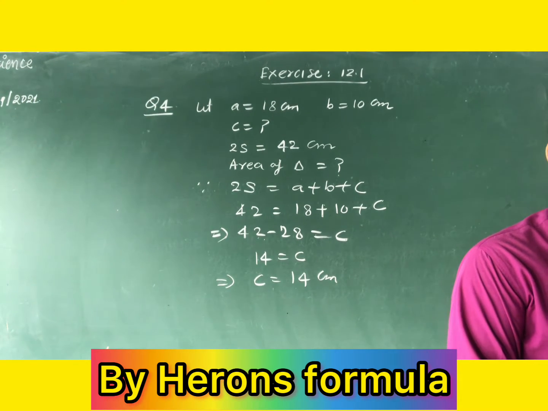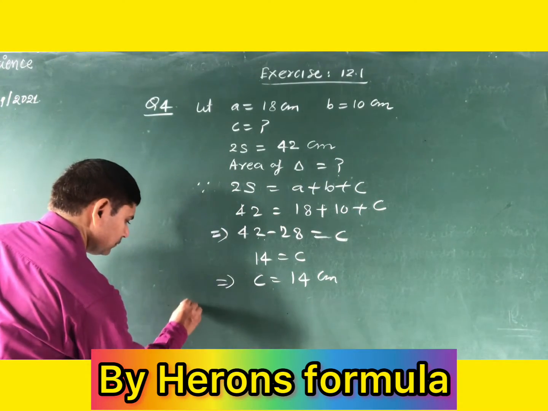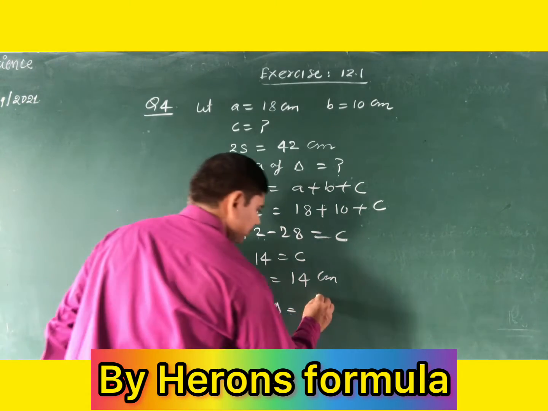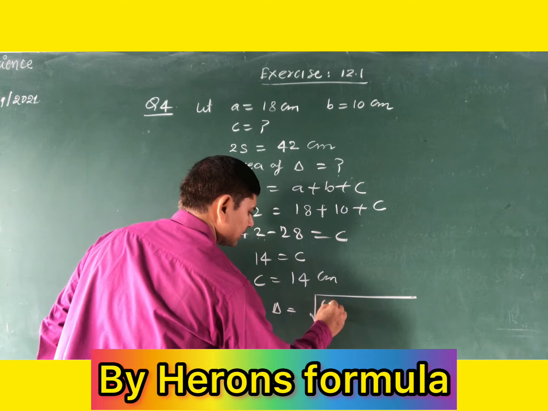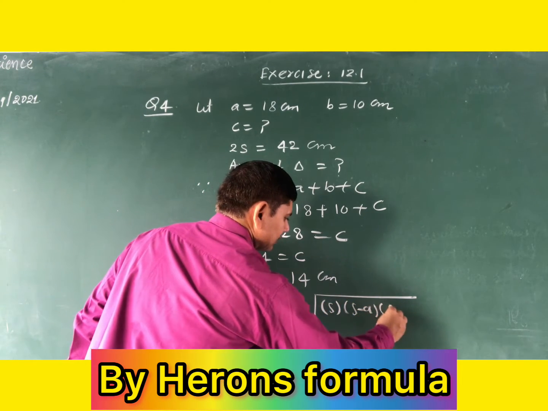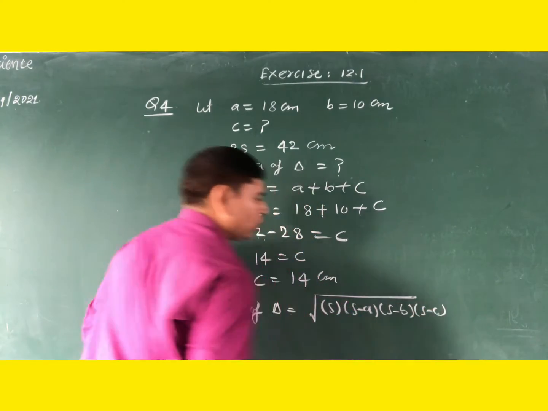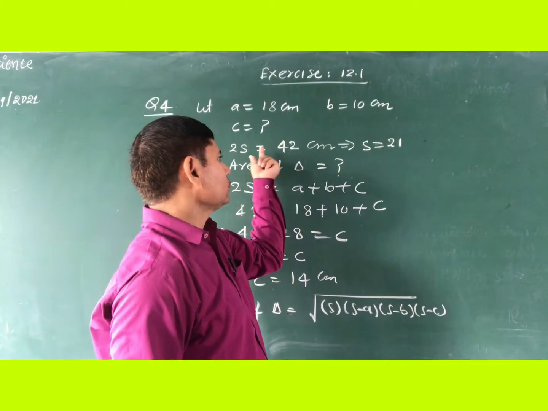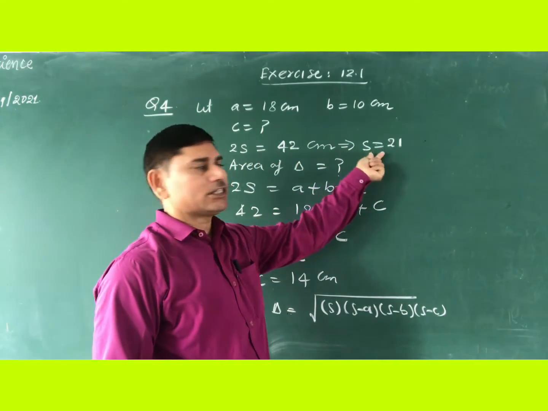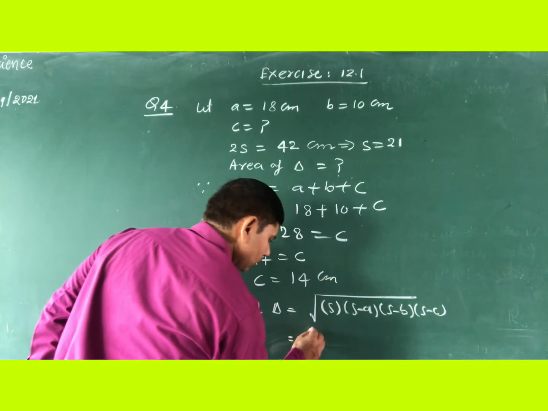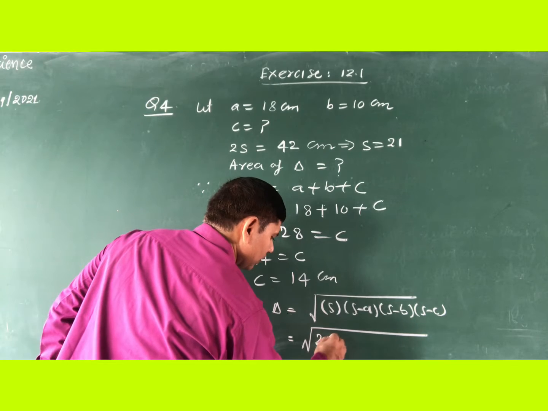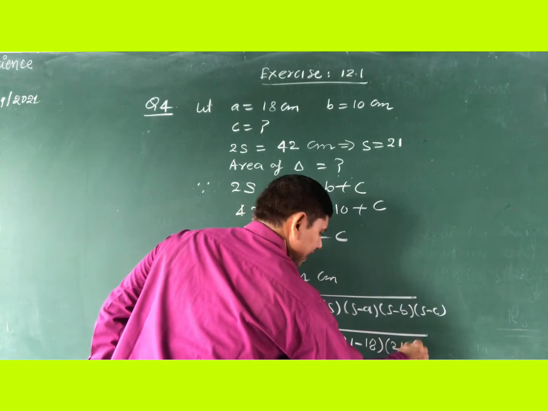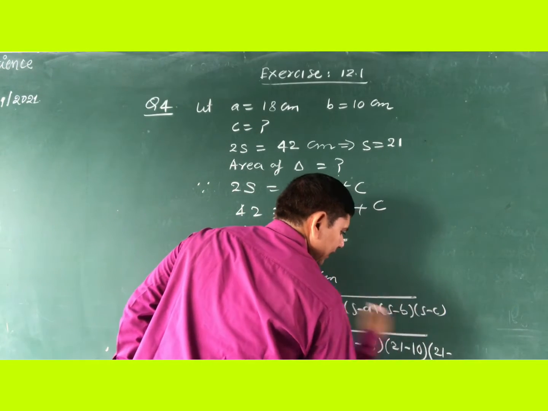You know that Heron's formula is, now, area equal to under root s into s minus a, s minus b, s minus c. Put all the values here one by one. Since 2s equal to 42, therefore s equal to 21, and now you will put here all the values, that is 21, and 21 minus 18, and 21 minus b is 10, and 21 minus c, just you find here 14.